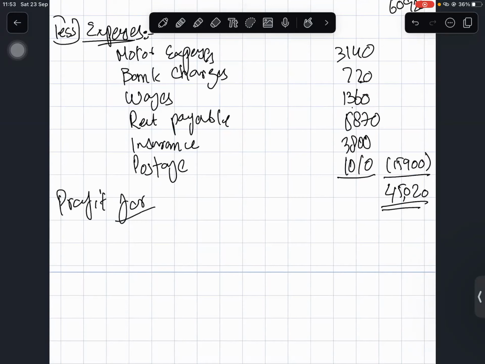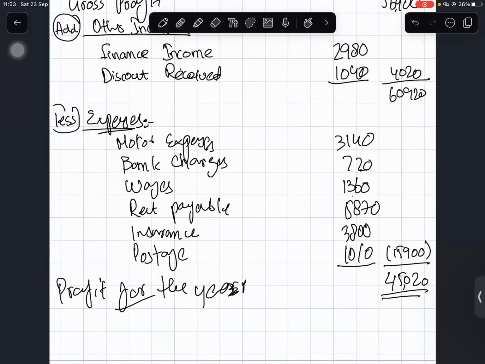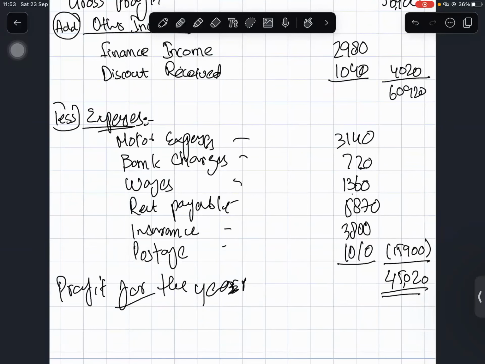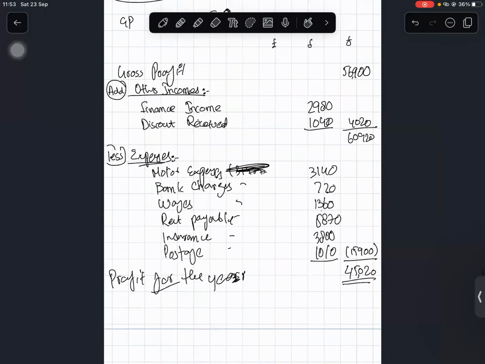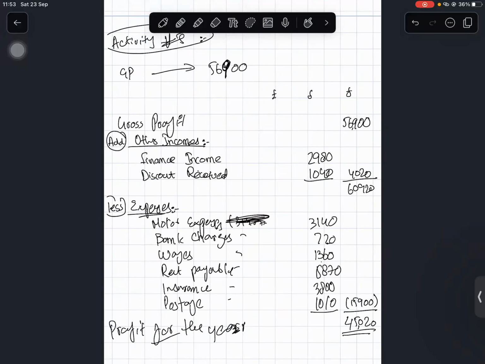Always write for, don't write off. Profit for the year. This is pretty much it. The only things in the next chapter, which we will start next week, there will be adjustments to these amounts, and you will have to make those adjustments to these amounts only. You will have to write something like 31,40 plus minus something. We'll get to that later. But essentially, what you need to understand is the format. What thing goes where?